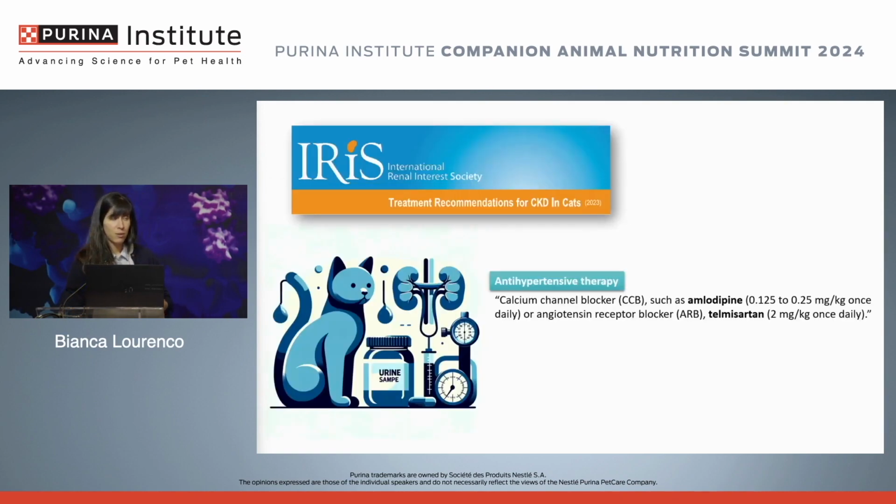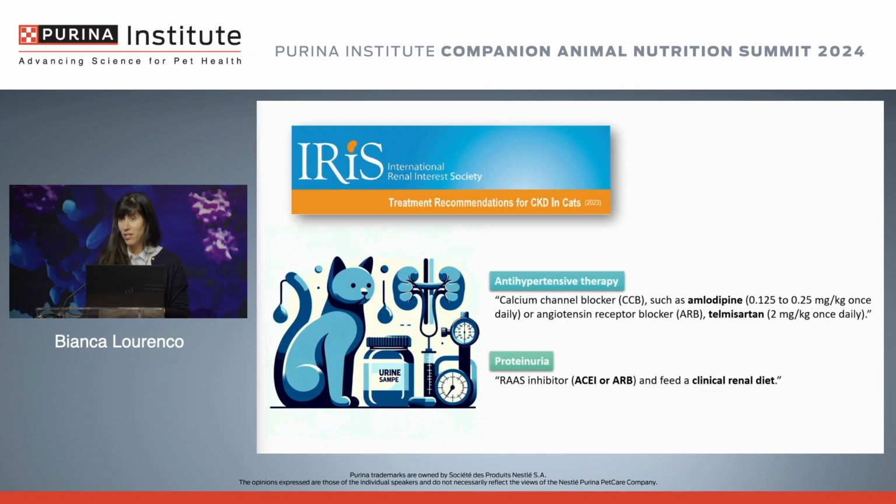Now, if we look at what we can do and what the current guidelines are, the International Renal Interest Society currently recommends using antihypertensive therapy with either amlodipine, the calcium channel blocker, or telmisartan, the angiotensin receptor blocker. I just shared those data with you. For proteinuria, they recommend using a RAS inhibitor, like an angiotensin-converting enzyme inhibitor or an angiotensin receptor blocker, and feeding a clinical renal diet. As most of you probably know, there are many features to renal diets, one of them being having a reduced protein content.